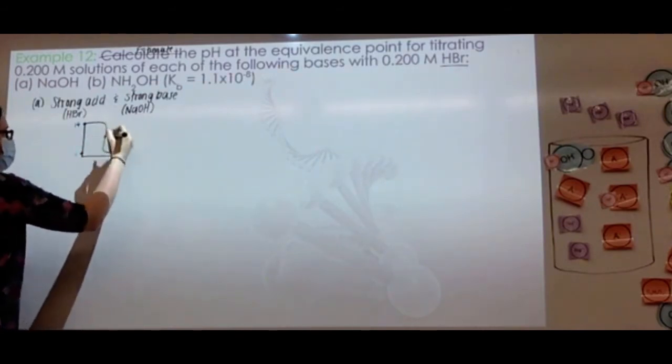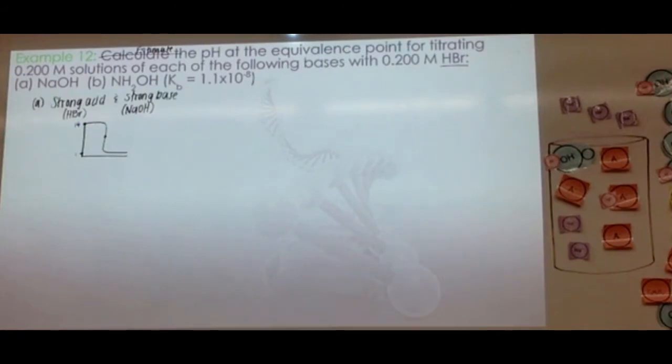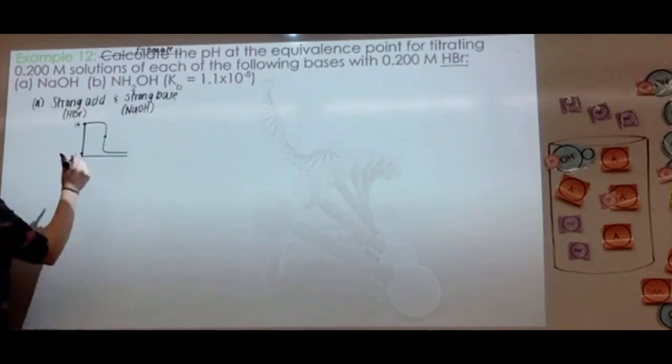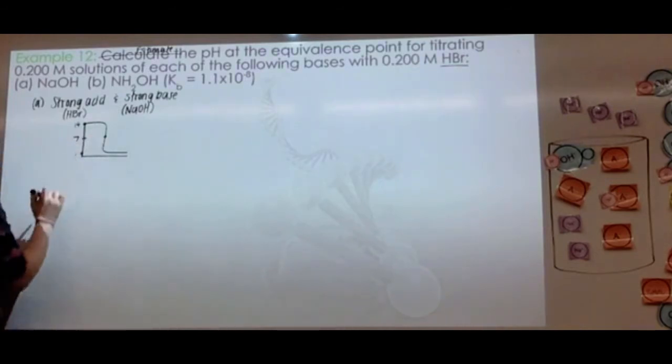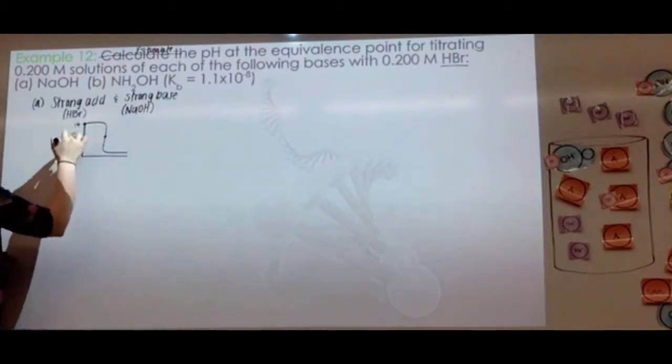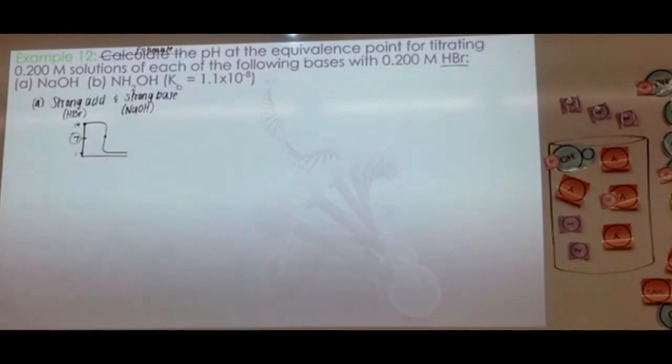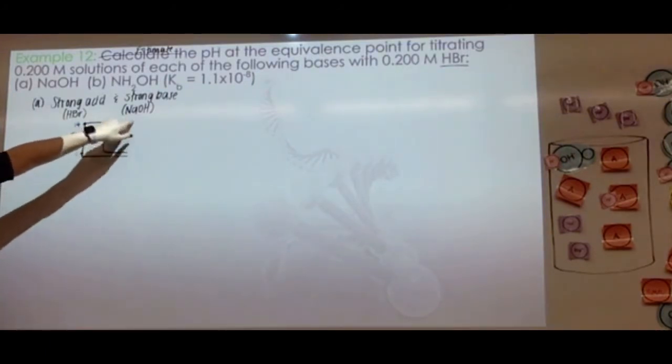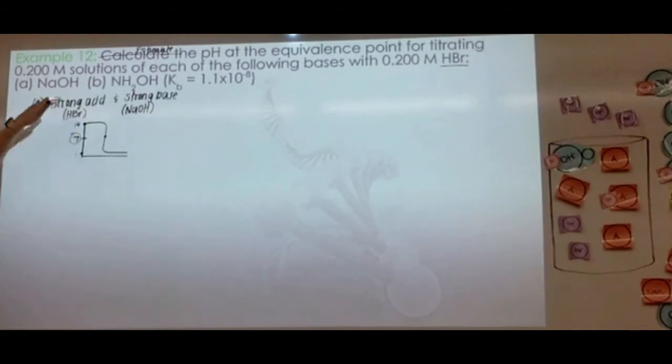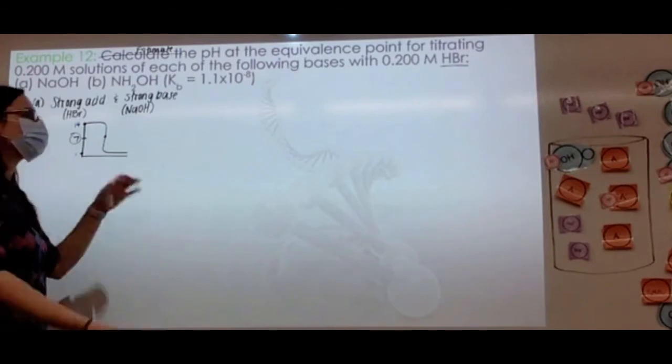Now, because this is a strong acid, strong base titration, what is the pH at the equivalence point of any strong titration? 7. So our answer for part A is 7. The reason that it's 7 is because if you look at this neutralization reaction, acid plus base yields salt plus water. The salt is NaBr. Na plus is neutral because it comes from a strong base. Br minus is neutral because it comes from a strong acid. H2O is neutral. Everything is neutral.